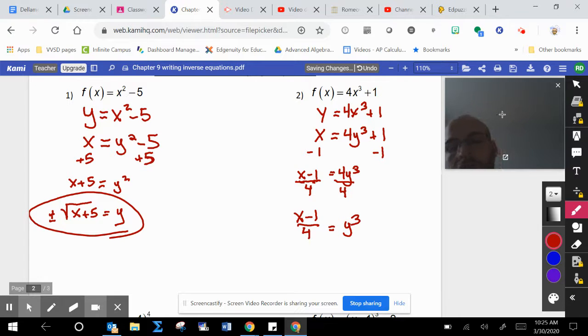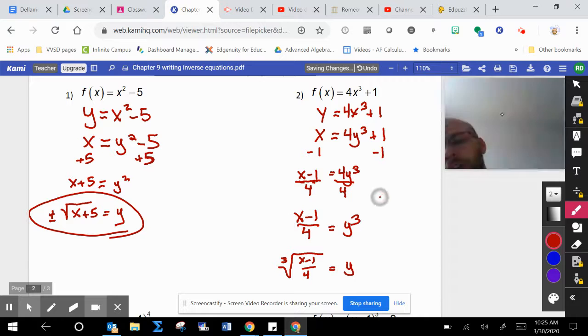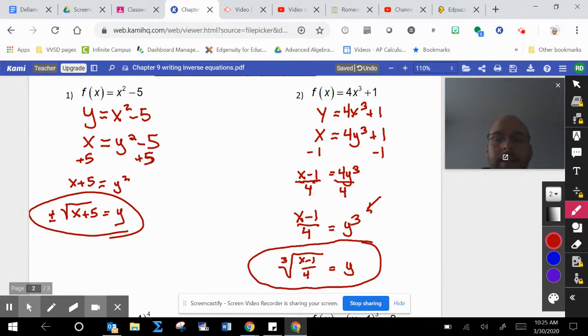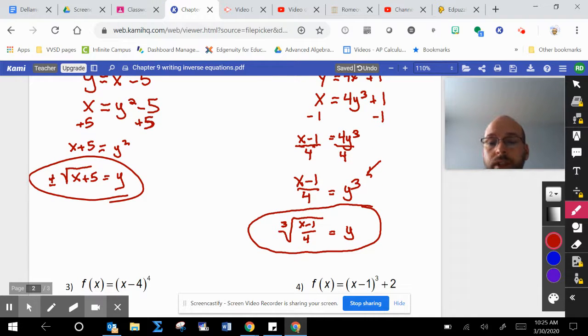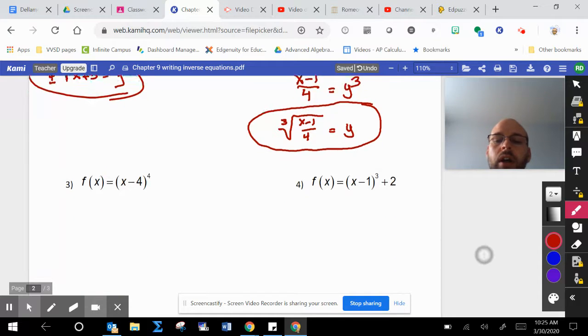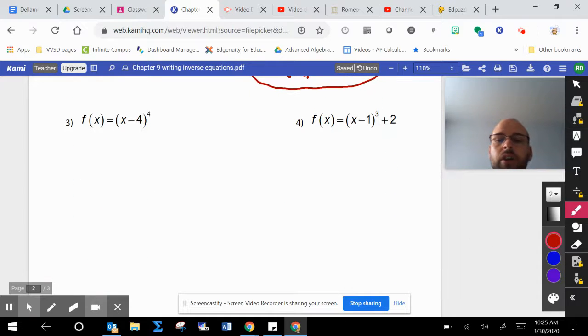Now I'm going to use the radical. And I wouldn't use a square root. Instead, I would use a cube root. And the reason is because we are working with an exponent of 3. So I would have to use a radical with an index of 3. Now, because that is an odd root or an odd index, I do not need a plus or minus. So therefore, that would be the inverse equation, just like that. Okay. Two more, very similar, starting with exponents.